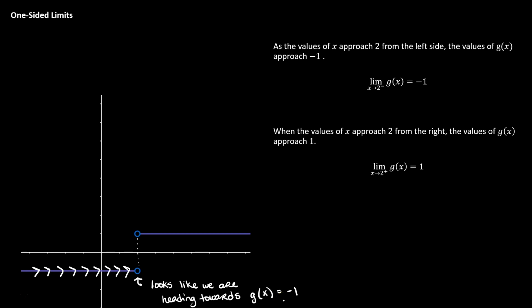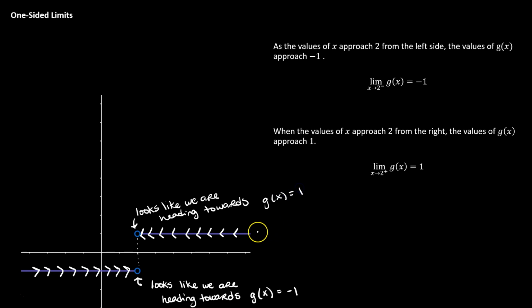Now, if we switch and start talking about coming from the right, then I'm going to pick x values that are on the right side of x equals 2, and then I'm going to start zooming in towards x equals 2. Now, on this side of the function, it looks like we're heading towards positive 1. So from the right, we would say that the limit is approaching positive 1 as x goes to 2.